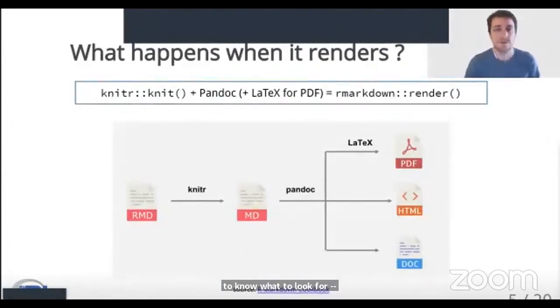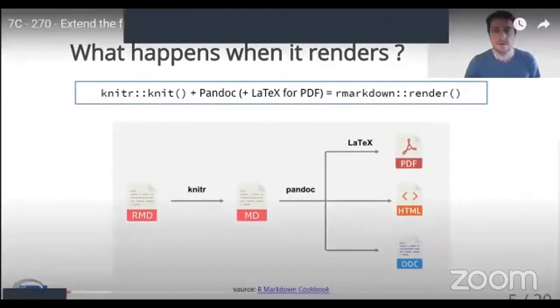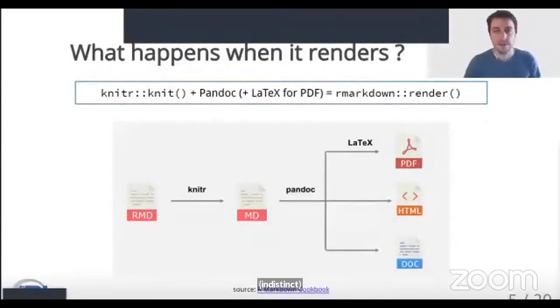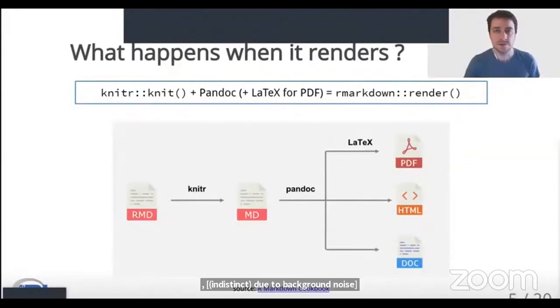process. First, you will write the R Markdown file that will be converted to a more classical .md Markdown file. This is done by knitr. The second step will be this Markdown as the input of Pandoc. Pandoc is a universal converter. Pandoc is in charge of converting Markdown to any output format, so usually HTML, docx, PDF, or even a PowerPoint presentation.